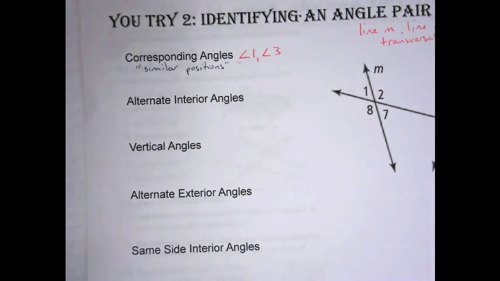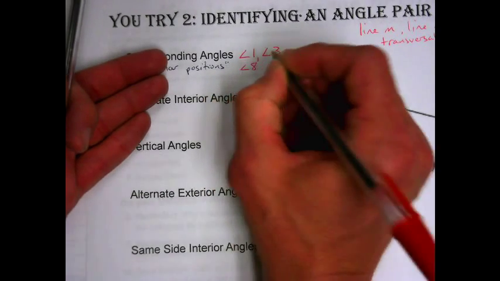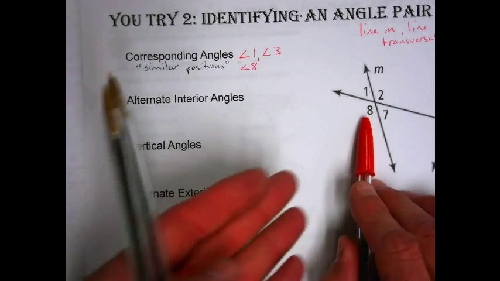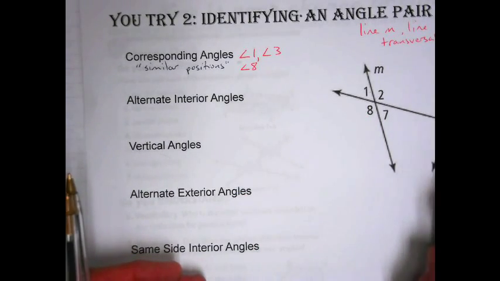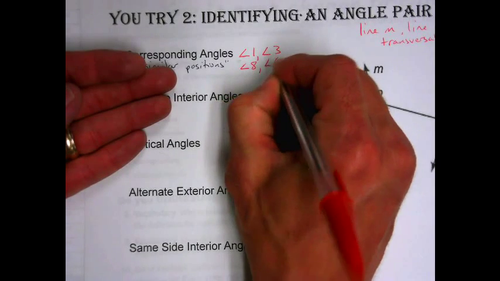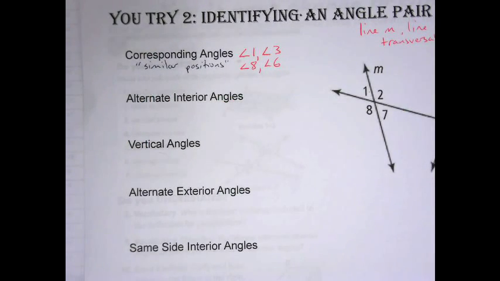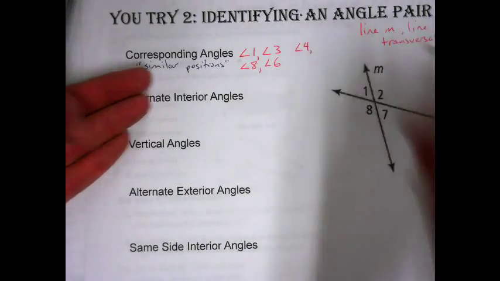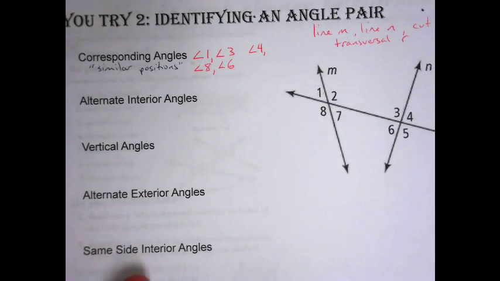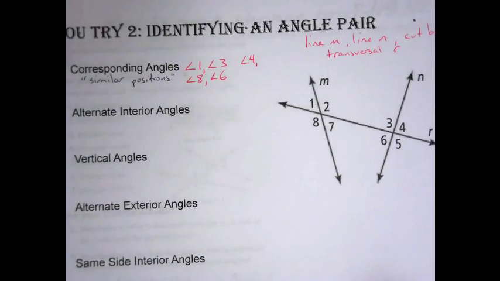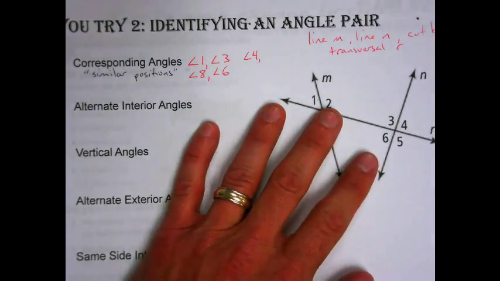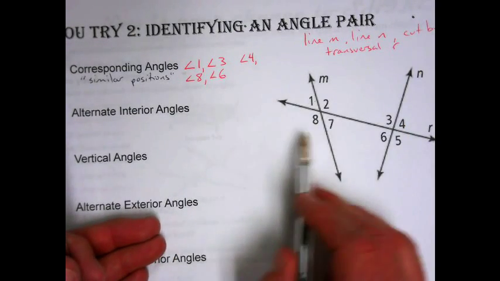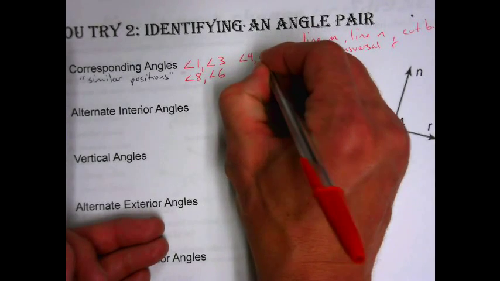They're in similar positions. So what if I was looking at angle 8? In this group of angles, angle 8 is the bottom left. So in a similar position over here in the bottom left would be angle 6. Those are corresponding angles. Okay, so angle 8 and angle 6 are corresponding. So let's go backwards here and look at angle 4. I should probably have been showing the picture the entire time. Angle 4 is up in the top right. So over here, what's in the top right? Angle 2. Okay, so angle 2 is corresponding.